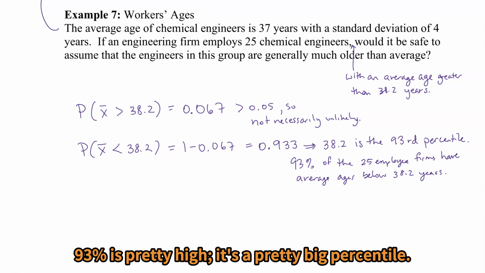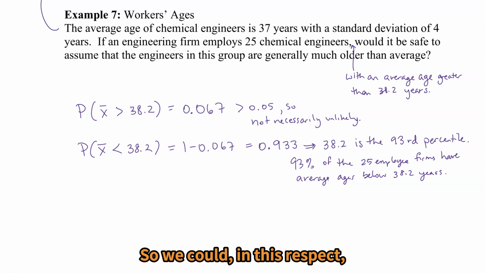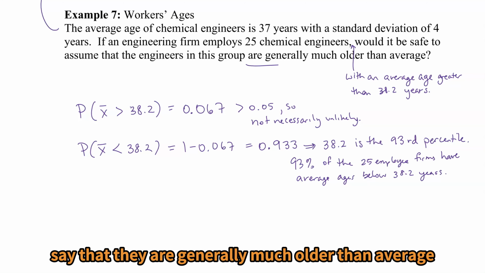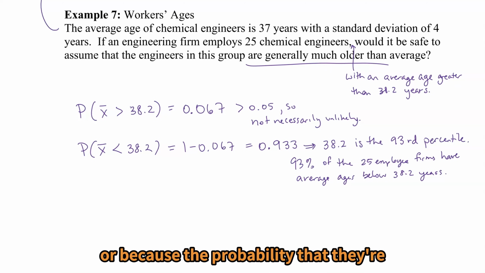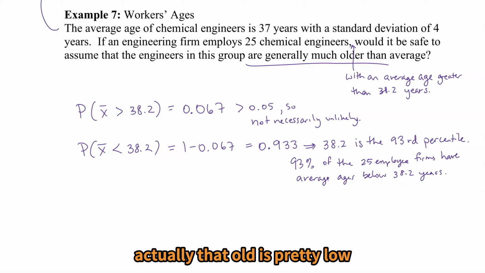Now, 93% is pretty high. It's a pretty big percentile. So we could, in this respect, say that they are generally much older than average because their percentile is so high. Or because the probability that they're actually that old is pretty low compared to our population.